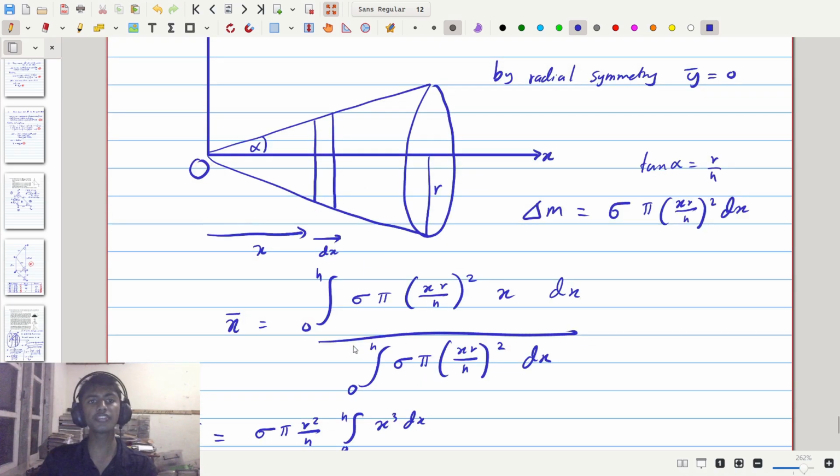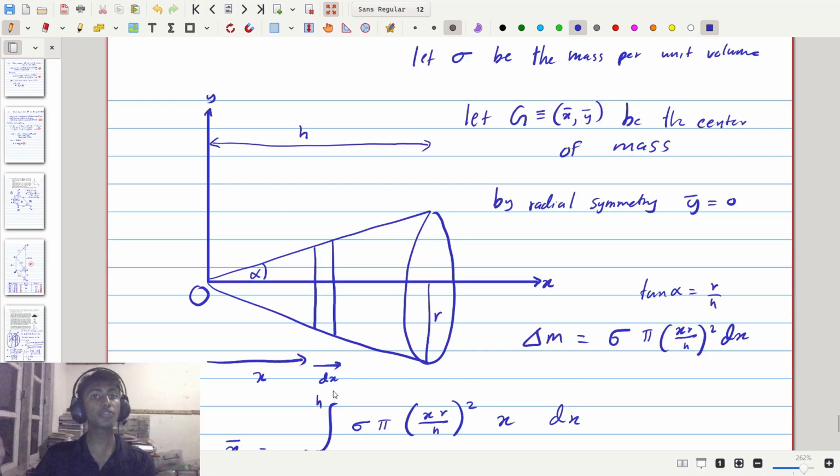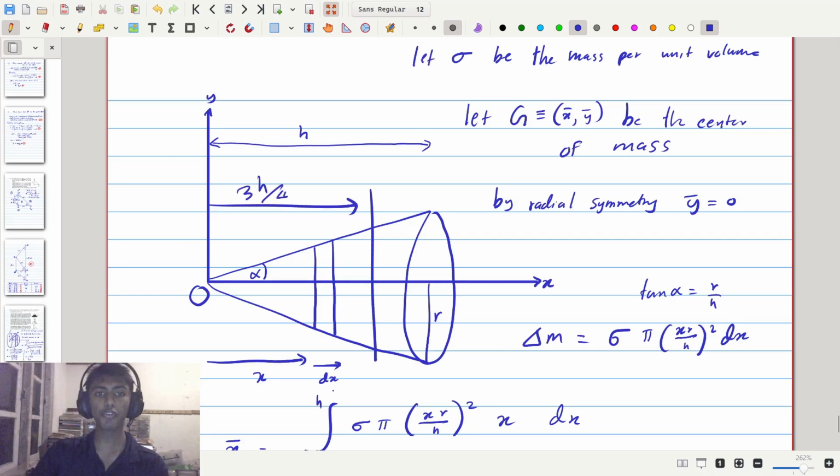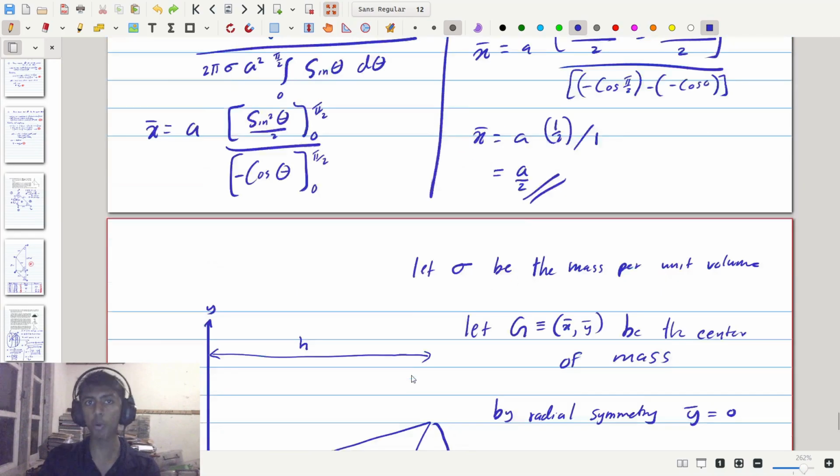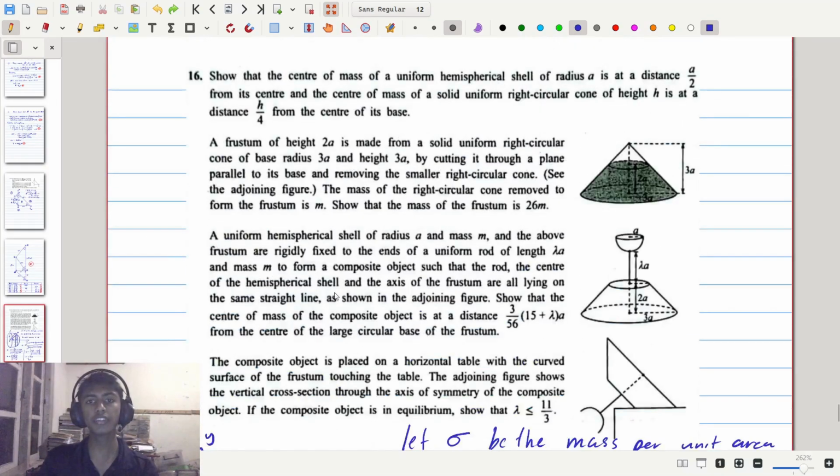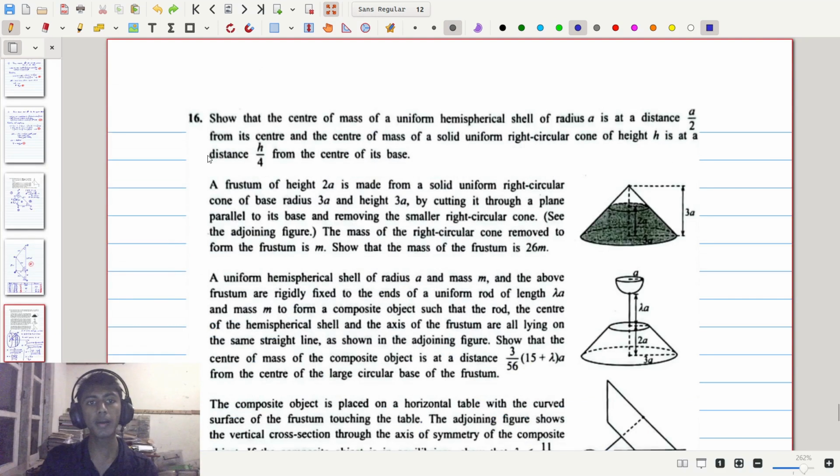Now this distance is the distance from the origin to the center of mass. So from the tip of the cone to the center of mass, which is somewhere over here, is 3h over 4. But if you recall in the question, that is not what we wanted. What we wanted is the distance from the base of the cone, the center of the base of the cone, up to the center of mass, and that's going to be h over 4.